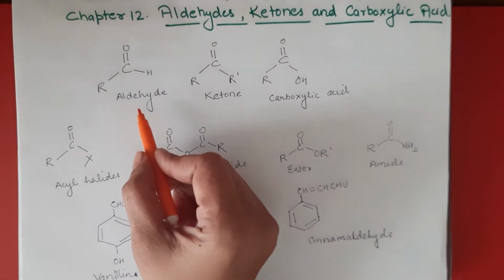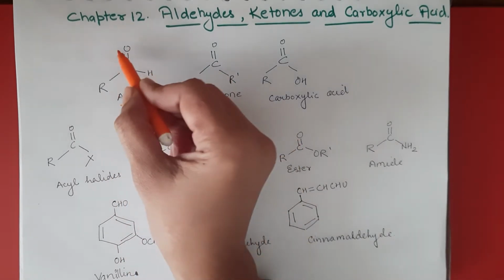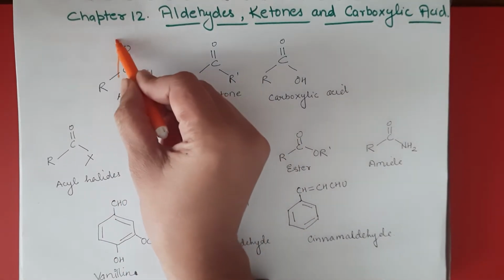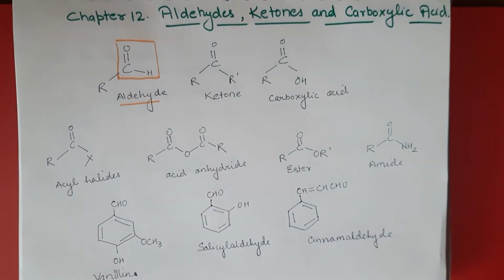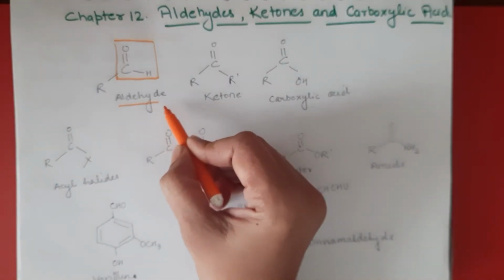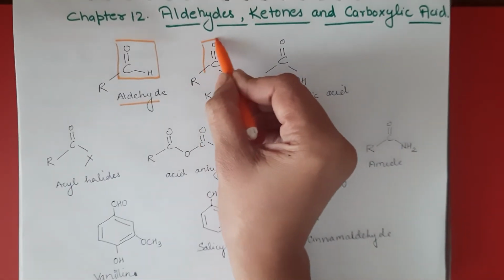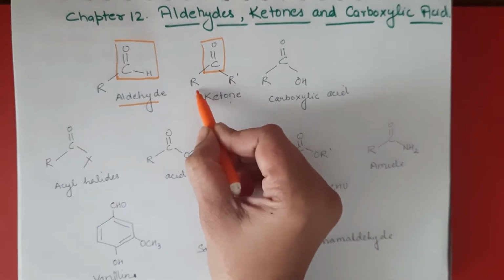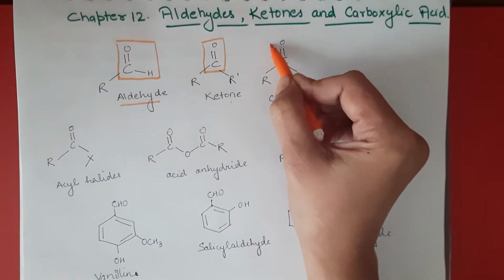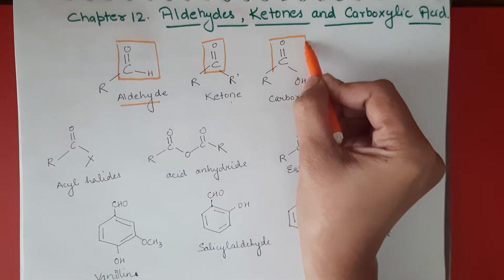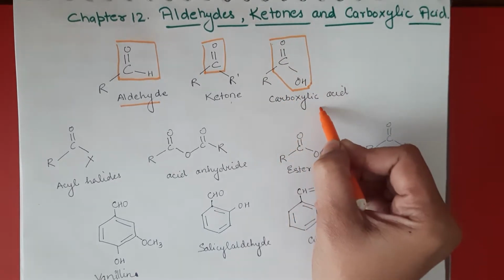Here you can see an aldehyde, in which CHO, C double bond O with H, is the functional group and is known as aldehyde. In this compound, you are seeing CO connected with R and R dash. This is ketone. And here again COOH, and this is known as carboxylic acid.